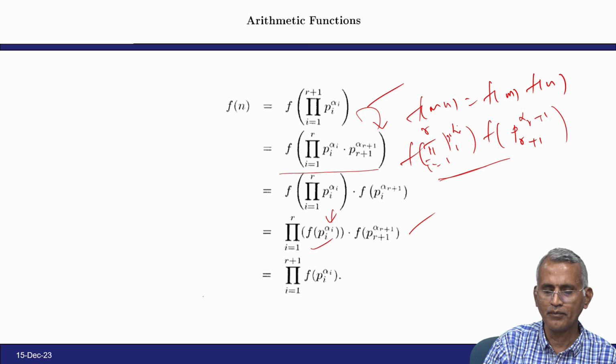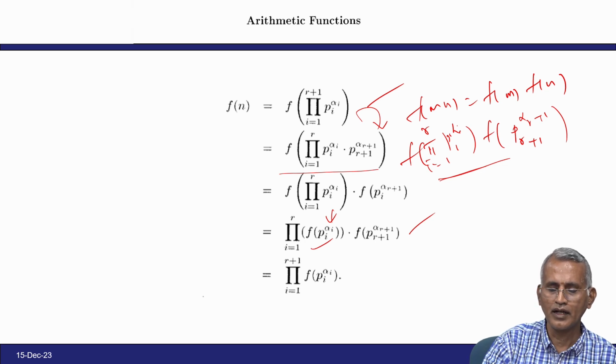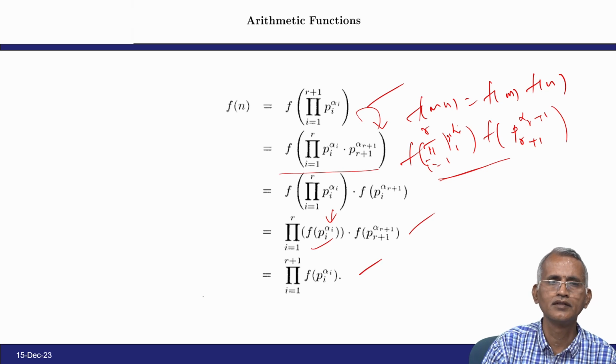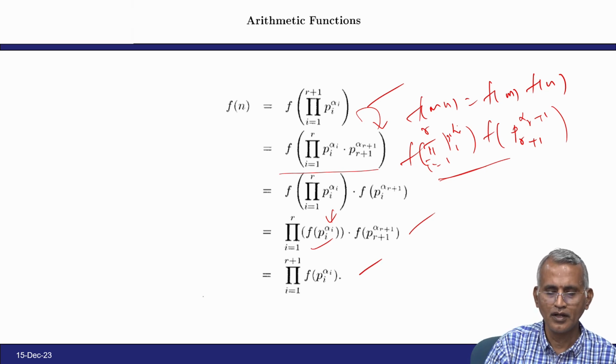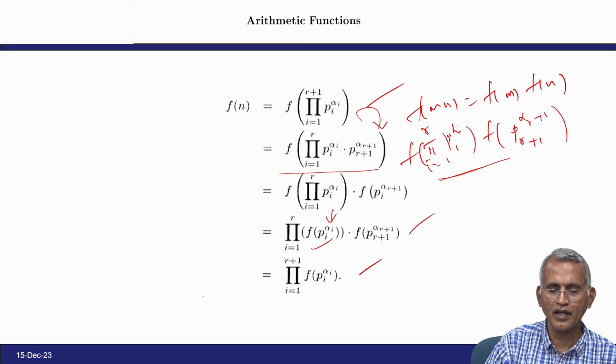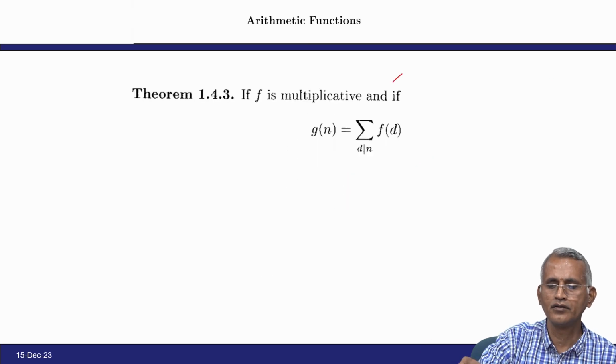Therefore, by mathematical induction, the product over i equal to 1 to r can extend to r plus 1. Hence, f of n equals the product over i equal to 1 to n of f of p_i to the power alpha_i. So, f is multiplicative. Then what are all the divisors of n that you have? d divides n, and then we can write f of d, right.